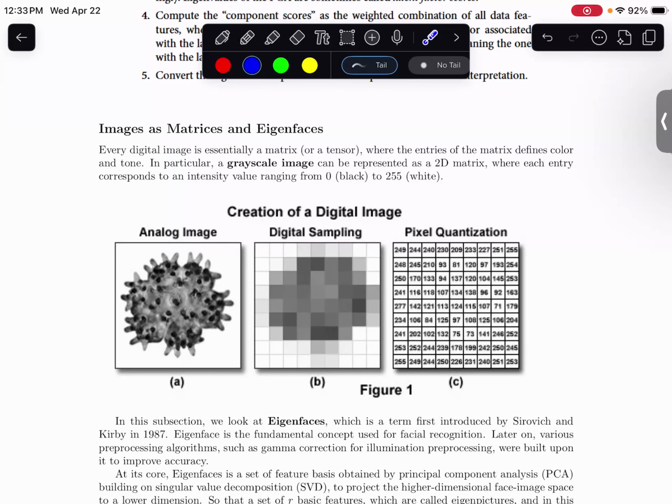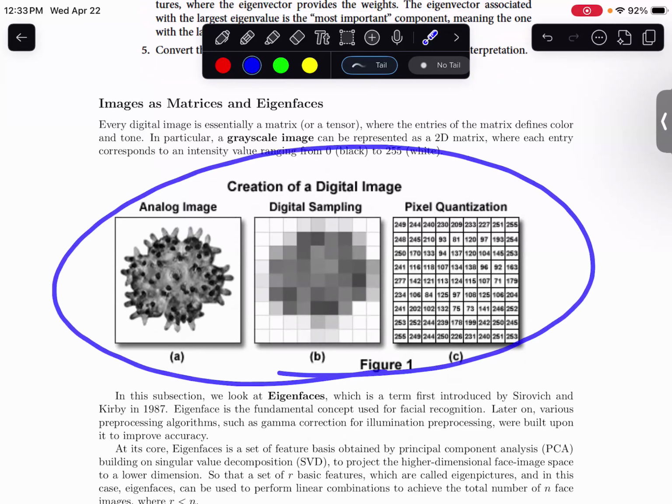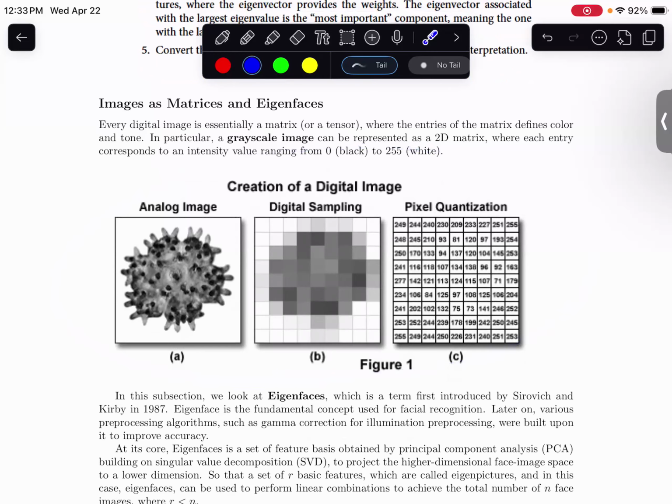And so I'm going to demonstrate this in one of the more simple examples, where you have a black and white image. If you have a black and white image, or a grayscale image, it can be represented as a single 2-dimensional matrix, meaning that you just have rows and columns.